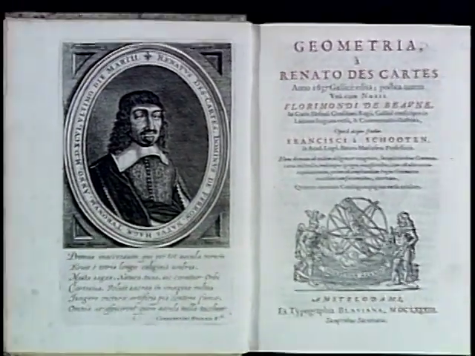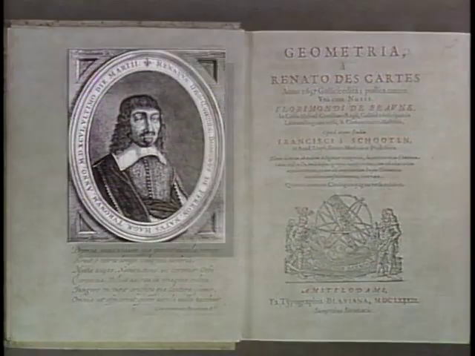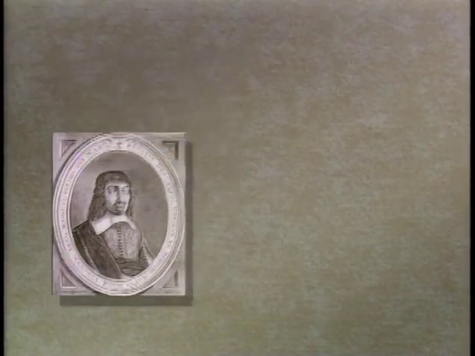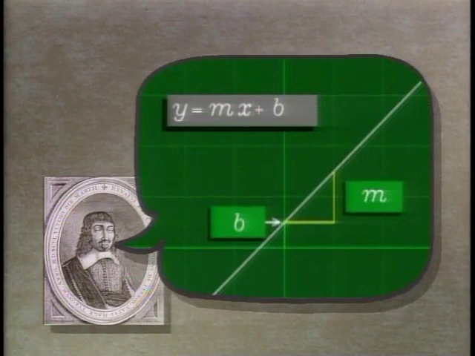Analytic geometry describes geometric figures by algebraic equations called Cartesian equations in honor of René Descartes. For example, a line of slope m has Cartesian equation y equals mx plus b.